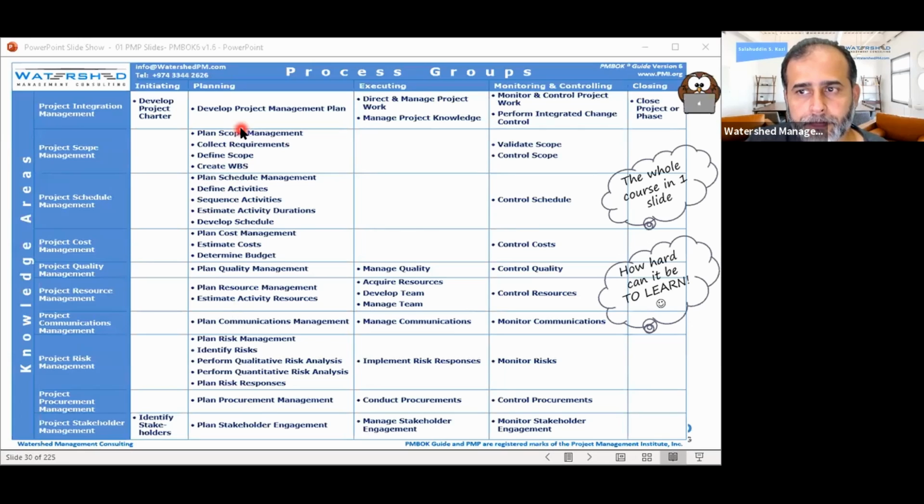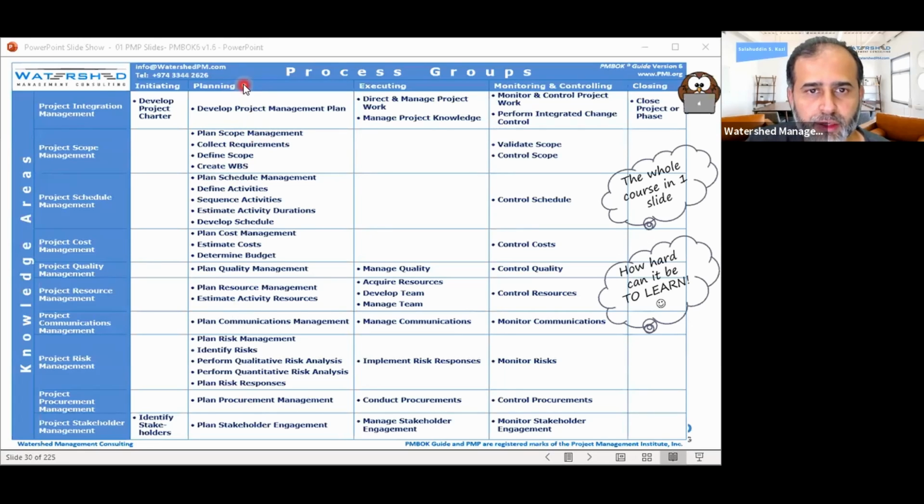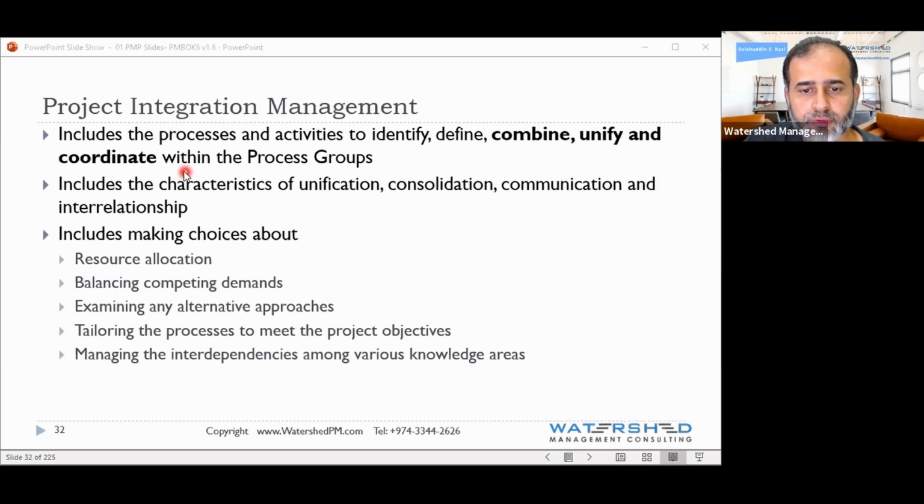And of course, when you're in planning, you worry about planning only. You don't worry about monitoring and controlling or closing when you're doing planning, correct? So now you're in planning, you'll worry about planning within the process group. What is planning? A process group.